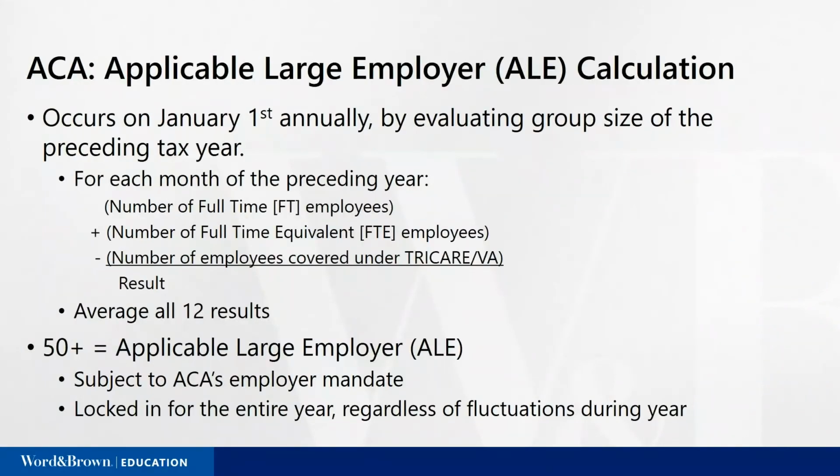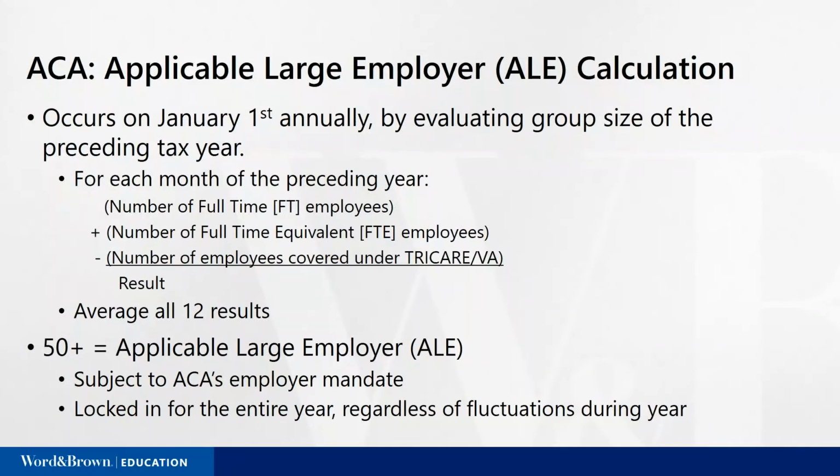So how do you determine if you're an applicable large employer subject to the ACA's employer mandate? Well, there's a calculation that needs to be done on a yearly basis. We suggest doing it on January 1st, but it does not have to be done on that date. We just suggest doing it as early as possible in the year, since the calculation is done by evaluating the employer's group size in the preceding tax year.